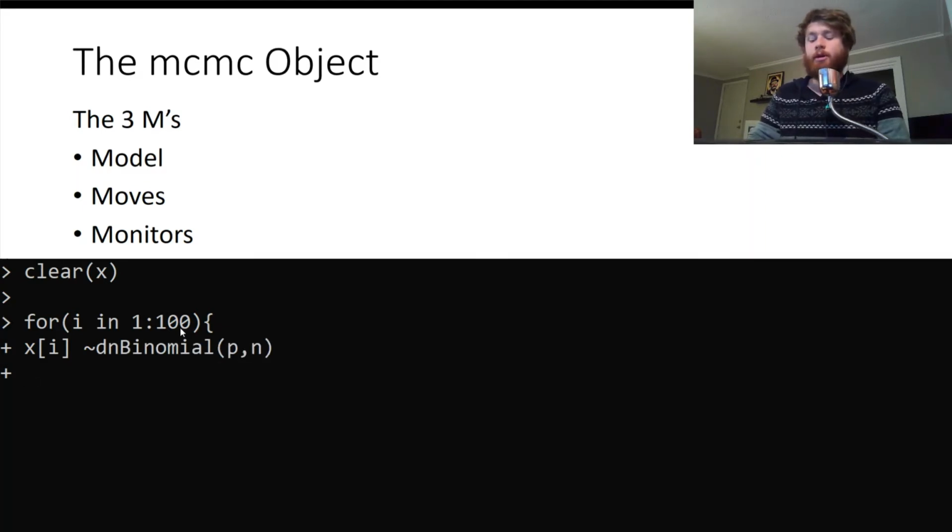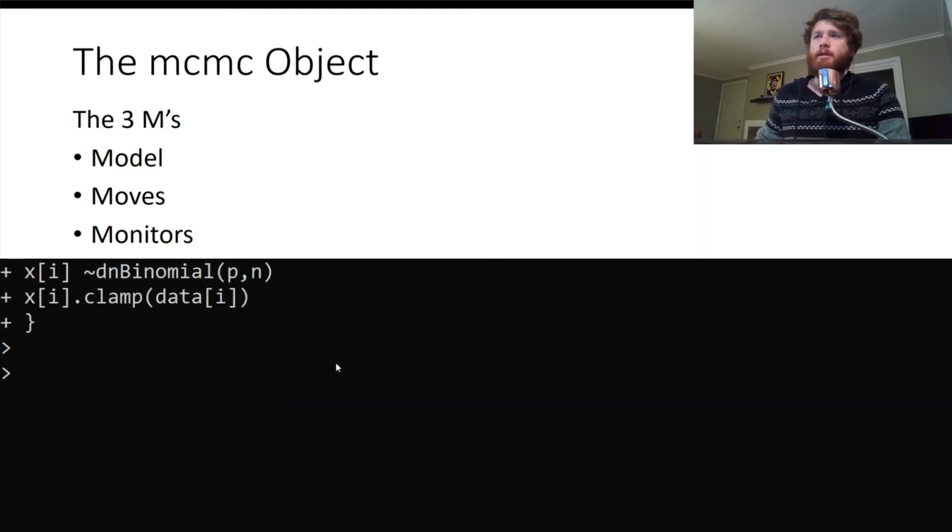And then what we want to do with that ith value of x is clamp it. We are going to clamp the ith value of data, and this data is the data that we simulated earlier. Then all we have to do is close our for loop, and all of our data is attached to an x node.